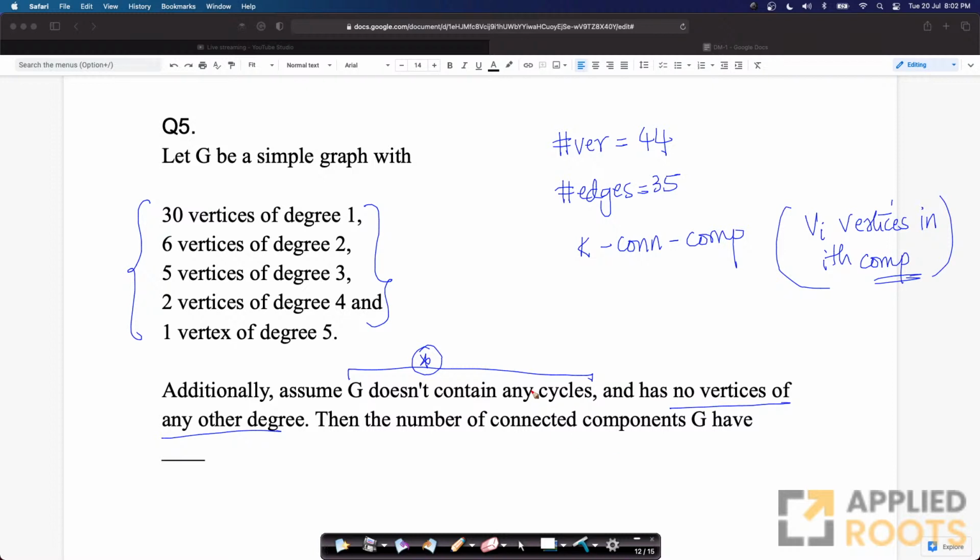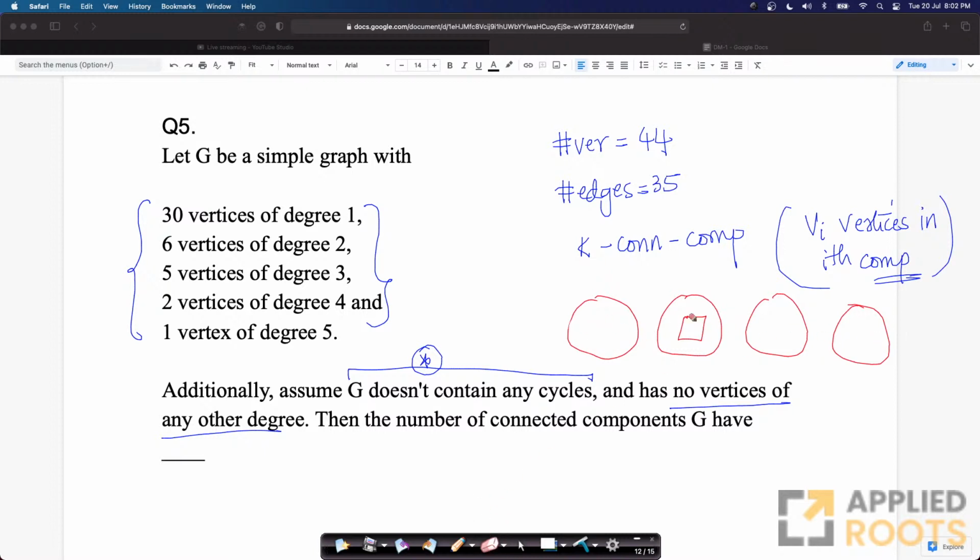So what is a connected component? Somebody asked this question, so I thought I'll quickly explain. Your whole graph, your bigger graph, can be broken up into different subgraphs such that each subgraph itself is connected. That's what connected components basically mean, right? So what is interesting here is that there are no cycles in the whole graph, which means you don't have something like this. This is a cycle, right? So none of your connected components can have a cycle, which means each of these is a tree.